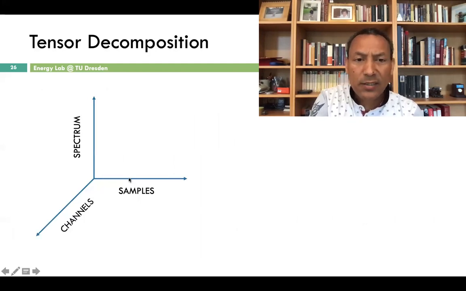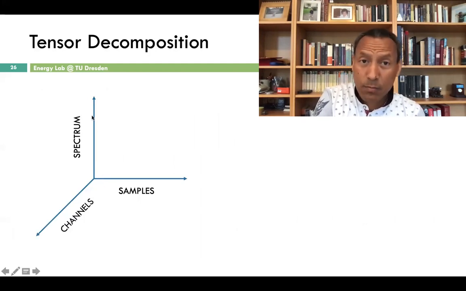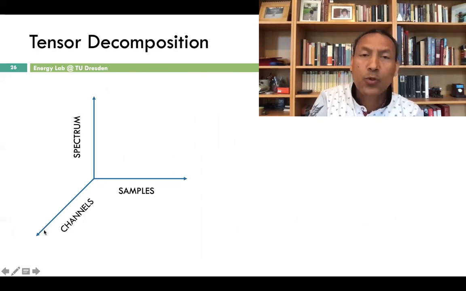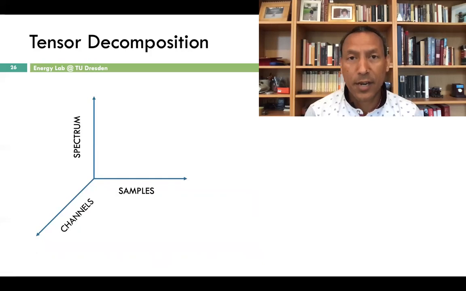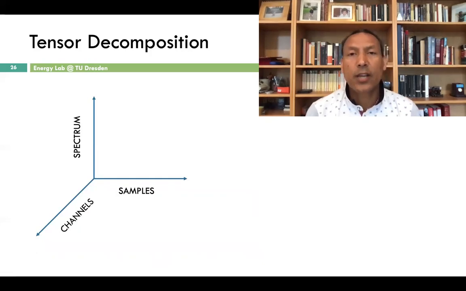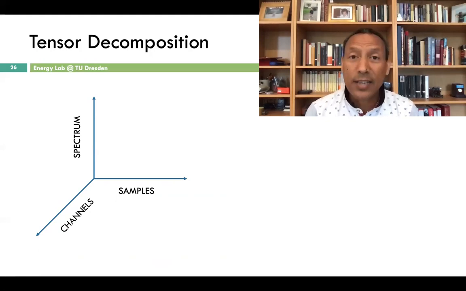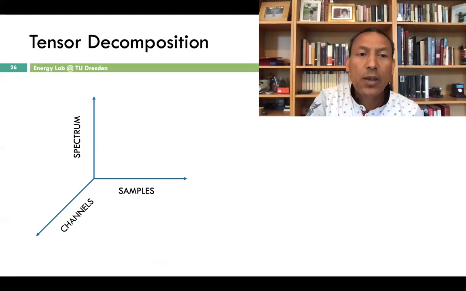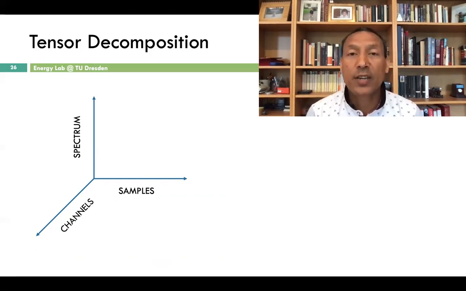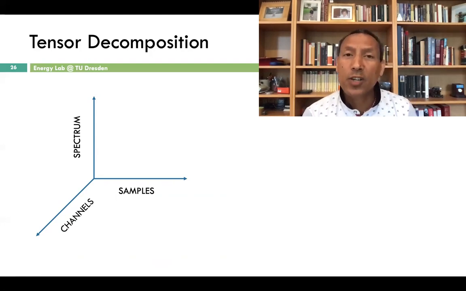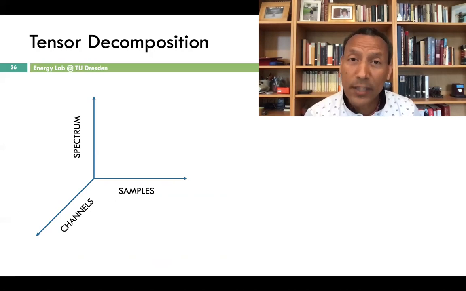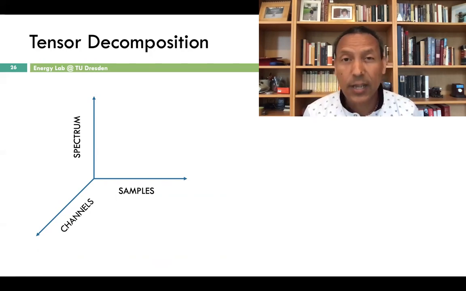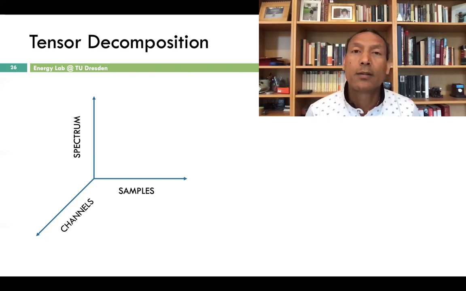So here you see that this is the time series. This is the spectrum. And now for each channel, we have to use another dimension. SVD does not help us with this one. But what does help us? Tensor decomposition helps us. This is called a three-way tensor or a three-dimensional array. In the same way we decompose a two-dimensional matrix into constituting blocks, we can also decompose a tensor into constitutional blocks.